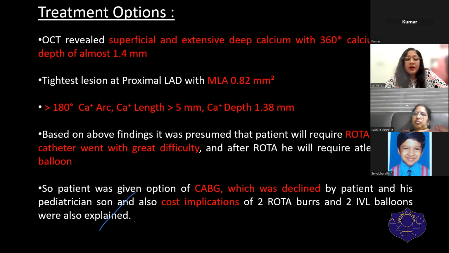With orbital, with a single burr, first you go with a speed of 80 and you break all the superficial. And when you want to increase further your lumen area, you increase the speed to 120. And with one burr, you can achieve both the superficial and the deep calcium.